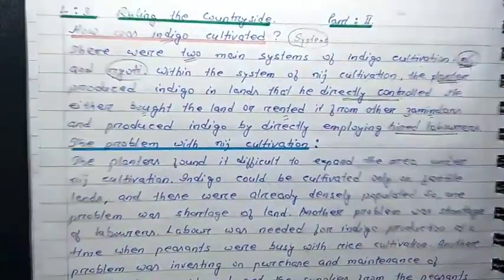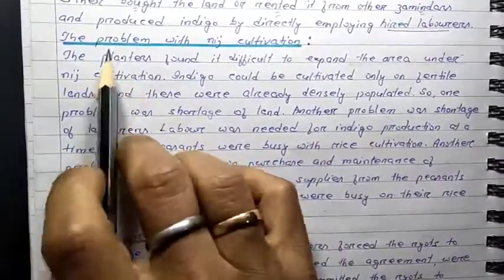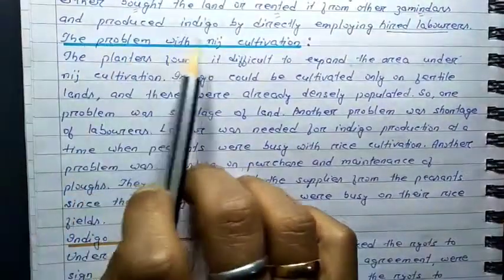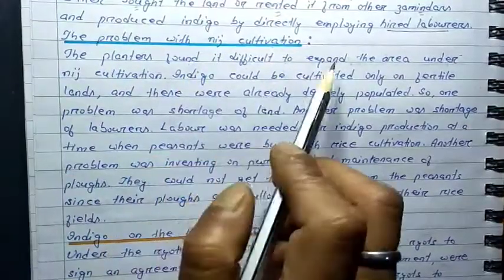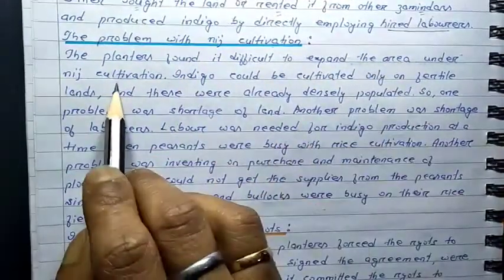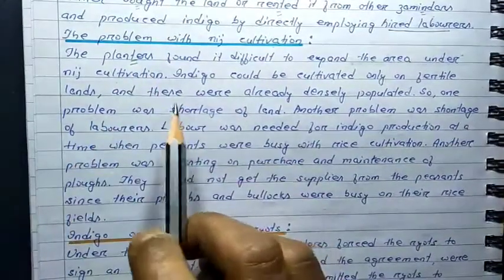But under this nij cultivation, some problems were created. Here it is given, the problems with nij cultivation. The planters found it difficult to expand the area under nij cultivation. When the planters wanted to cultivate indigo, they faced some problems.